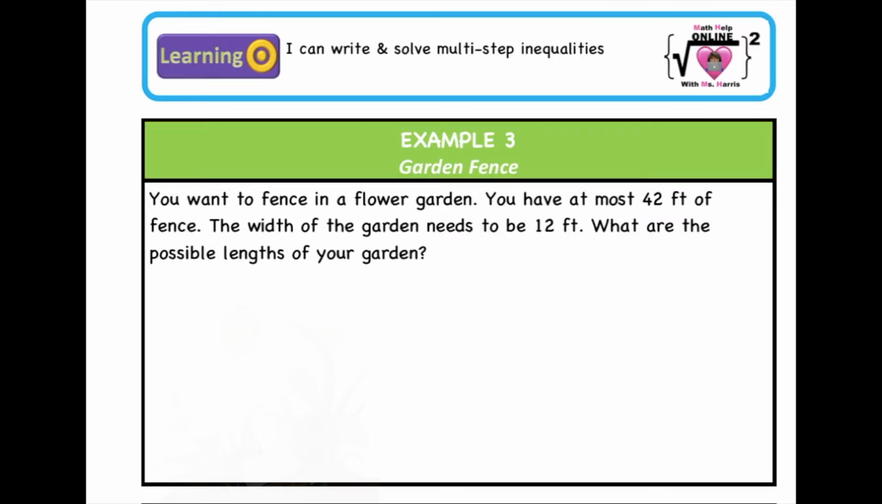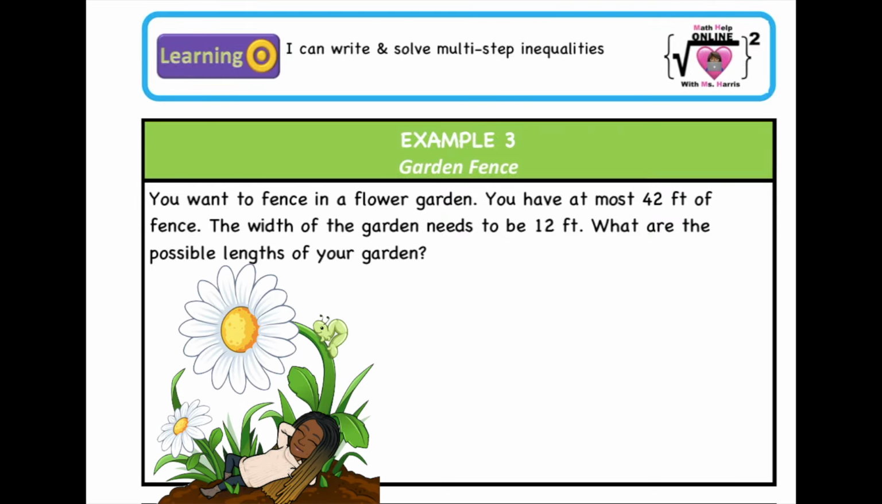Example 3 is a word problem. You want to fence in a flower garden. You have at most 42 feet of fence. The width of the garden needs to be 12 feet. What are the possible lengths of your garden?